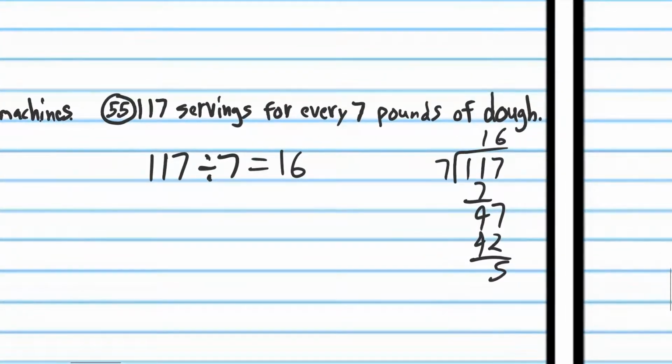So it's 16. The remainder is 5. So when you have to use the long division algorithm, your remainder is going to be down here. When there's no more numbers left to bring down, that's the remainder. So the remainder goes in the numerator, and the denominator, as usual, is the divisor. And that's servings per pound of dough.